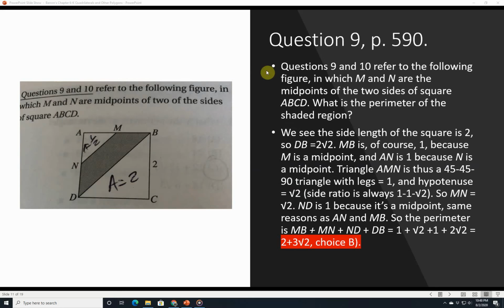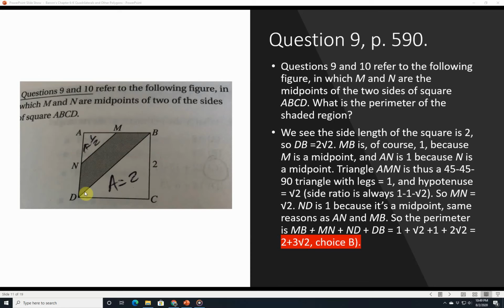Questions 9 and 10 refer to the following figure in which M and N are midpoints of the 2 sides of square ABCD. All right, first thing we see is this is a square. So if this side length is 2, that means all the other side lengths are 2. We just square 2 to get 4. That's why it's called squaring it. Anyway, so we know the area of the whole square is 4.